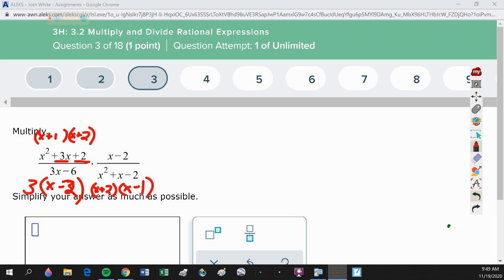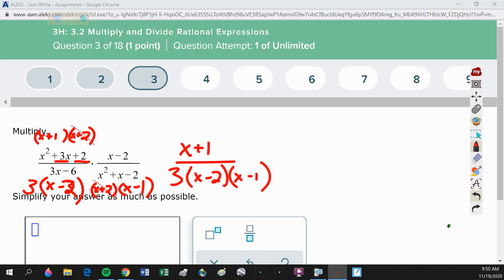What cancels? The x plus 2's cancel. And that looks like it's it. So to write your answer, you need to put the x plus 1 on top. And then 3 times x minus 2 and x minus 1. And just leave it in that form.